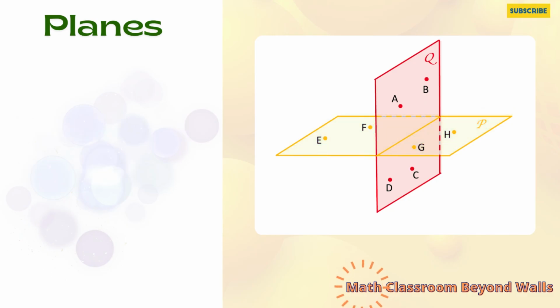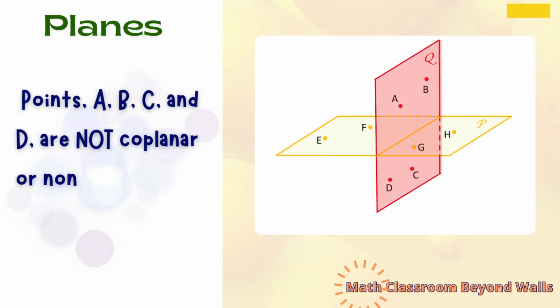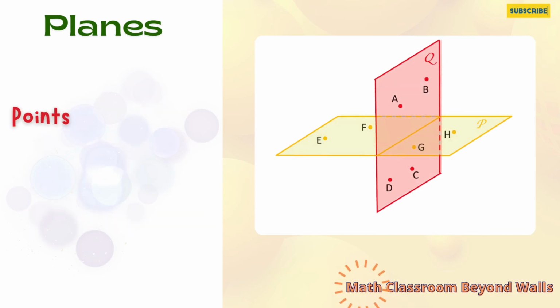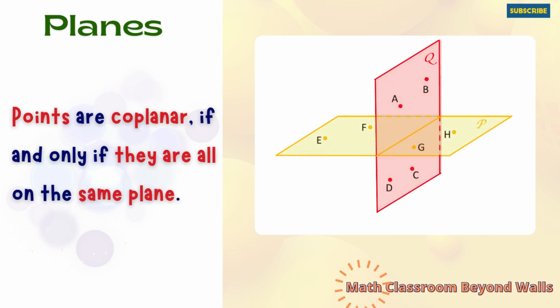But points A, B, C, and D are not coplanar with points E, F, G, and H, for they do not belong to the same plane. Remember these, learners. Points are coplanar if and only if they are all on the same plane.